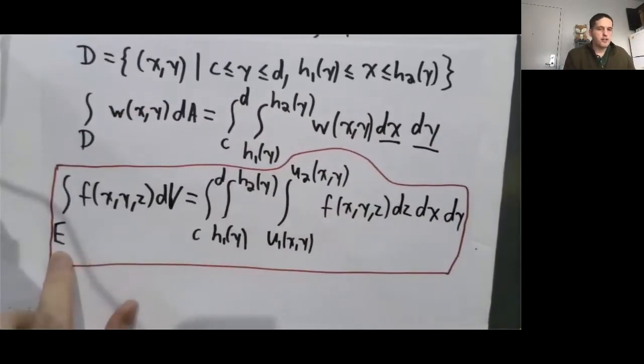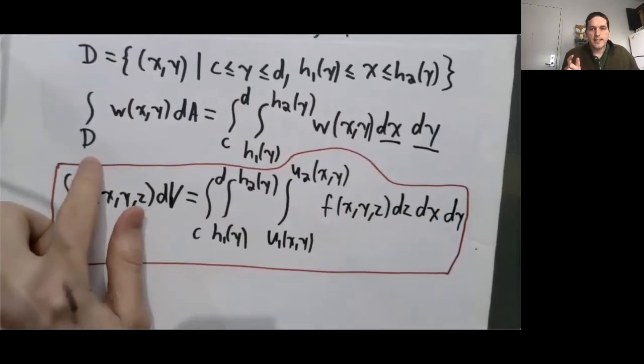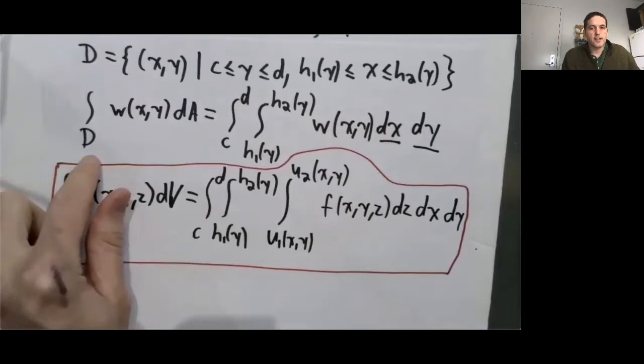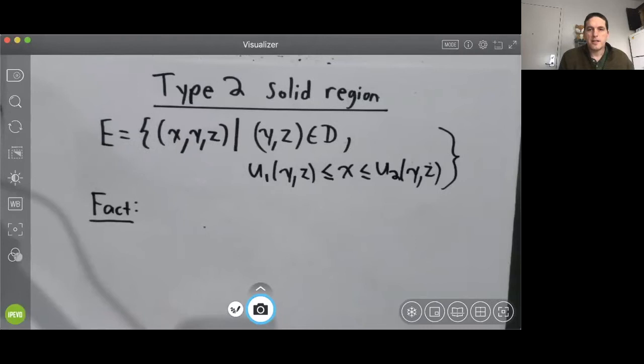If we're integrating over a solid region E, which is a type 1 solid, then there's two separate cases. Either this region D in the plane, the projection of E onto the plane, could be a type 1 region, in which case we get one formula, or it could be a type 2 region, in which case we get a different formula. So now we know how to integrate a function of 3 variables over a type 1 solid region. Now let's look at how we integrate a function of 3 variables over a type 2 solid region.